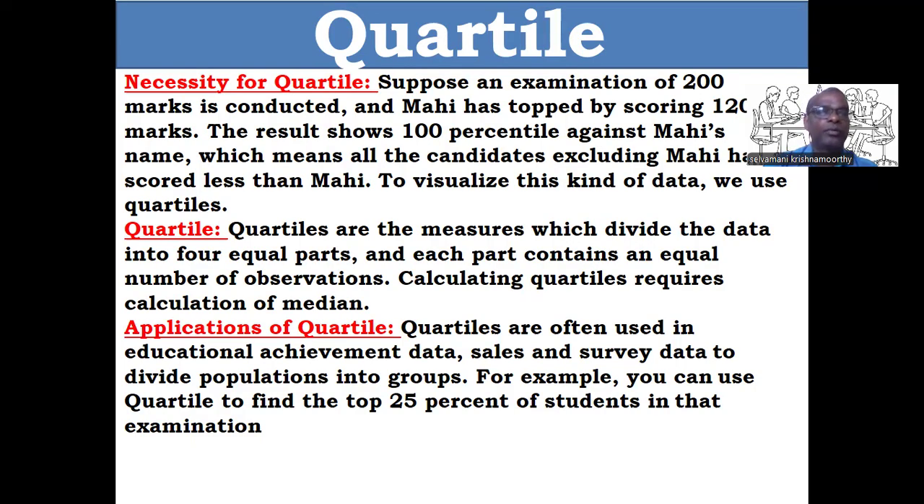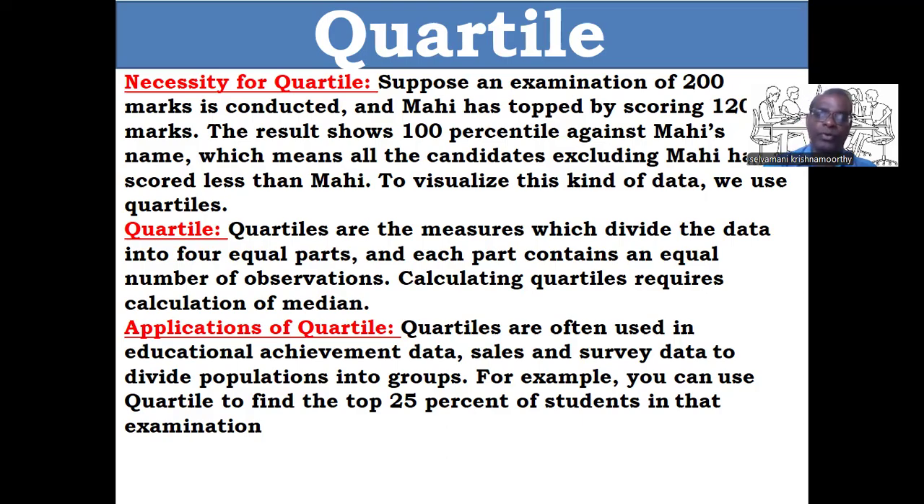So what do you mean by quartile? Quartiles, you know very well, 4. Quartiles are the measures which divide the data set into 4 equal parts. Each part contains an equal number of observations. Calculating quartile requires the calculation of median. That means if we are having 8 data items, the first 2 items will be quartile 1, then quartile 2, quartile 3, quartile 4. To calculate the quartile, first we need to find out the median. Median means middle value.